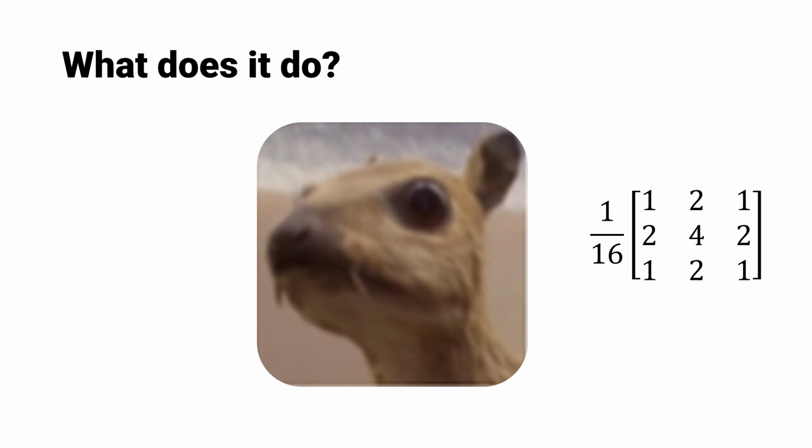The bigger this kernel, the more blurry it will get. And in this particular case, the blur happens to be in the form of a Gaussian distribution, right? And this is called the Gaussian blur kernel, and it Gaussian blurs the original image.